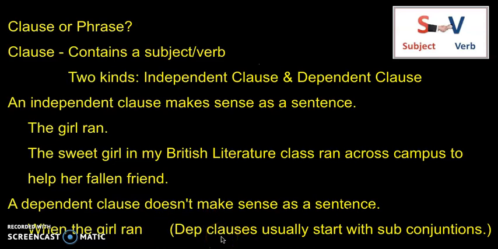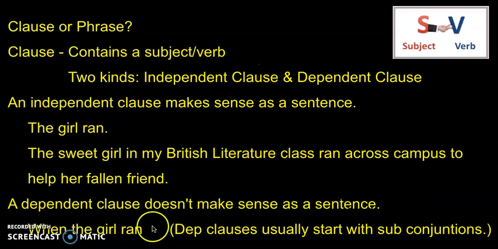Dependent clauses are identifiable because they usually start with a subordinating conjunction. Subordinating conjunctions are words like when and if and since and although and even though. Those kinds of words start dependent clauses. If you take this when out, you have the girl ran, which is an independent clause.